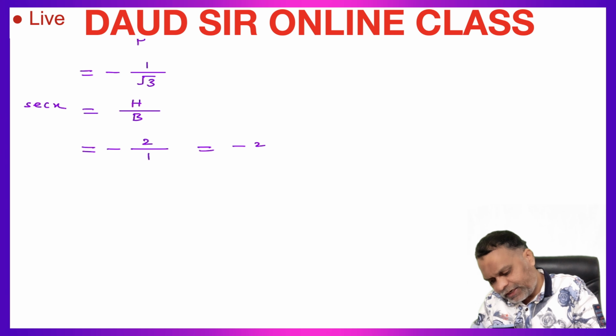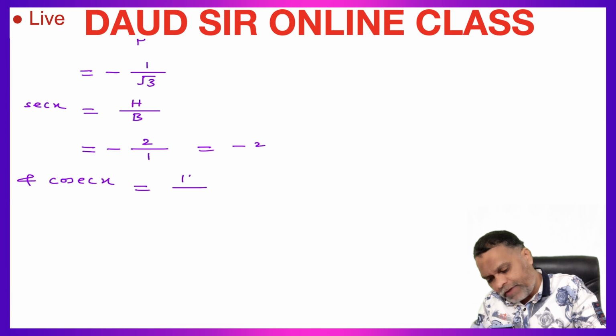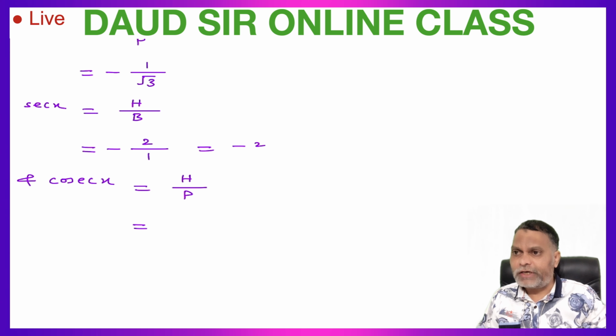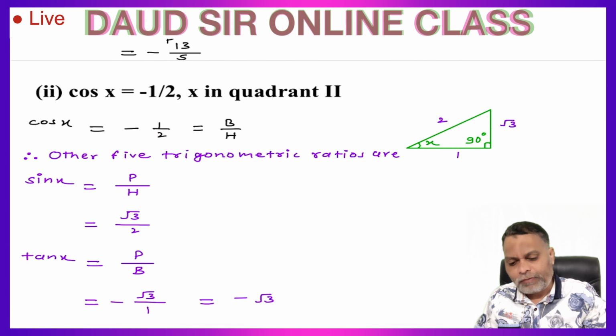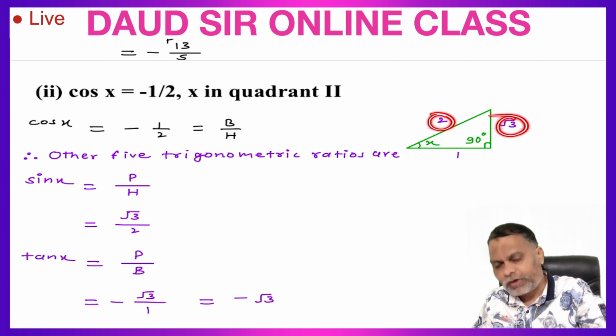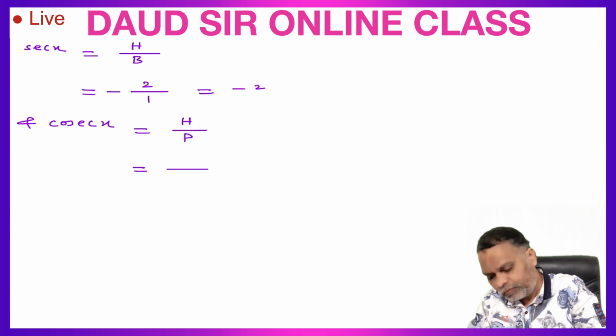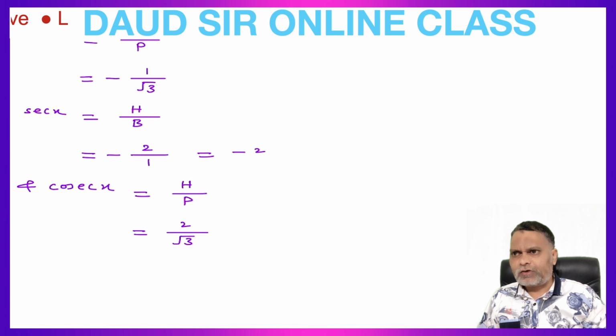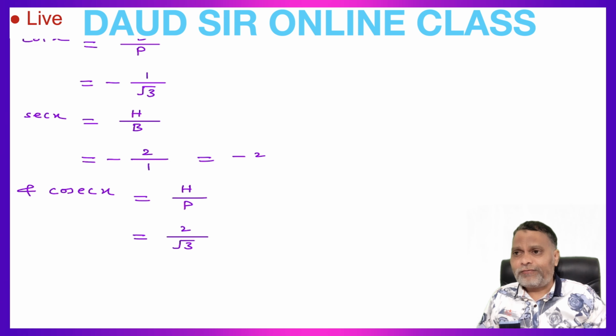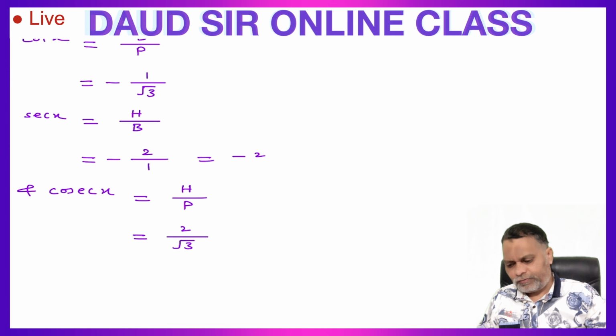And one more trigonometrical ratio, cosec x. Cosec x is equal to hypo upon perpendicular. In the second quadrant, cosec is positive, so plus sign we have to take. Hypo upon perpendicular, hypo is 2 and perpendicular root 3, so 2 upon root 3. In this way, we can calculate the values of the other 5 trigonometrical ratios.